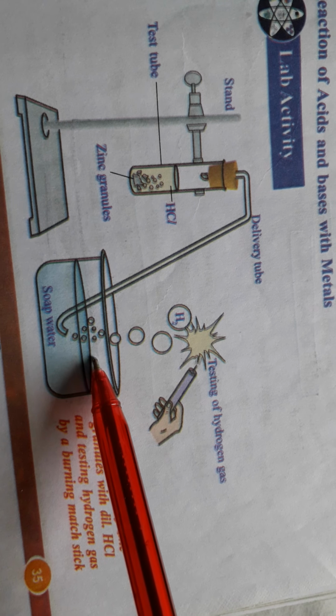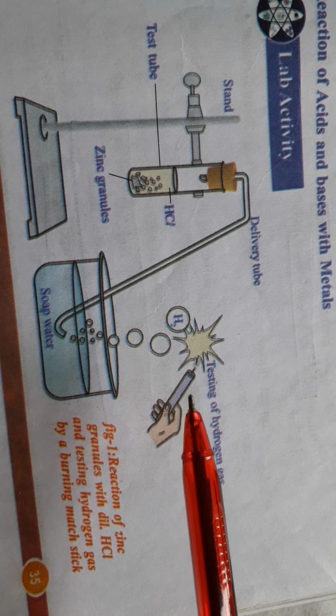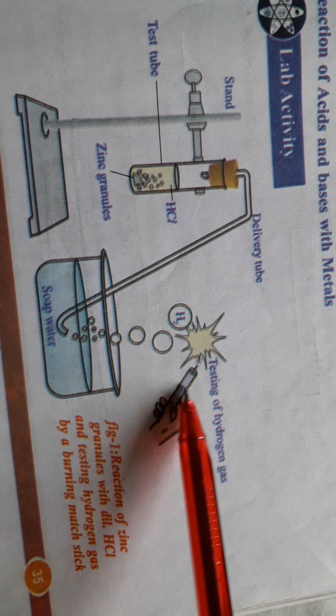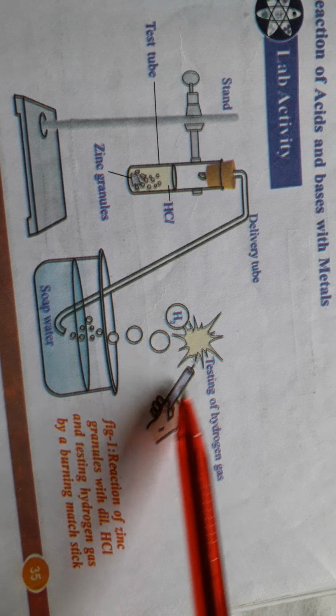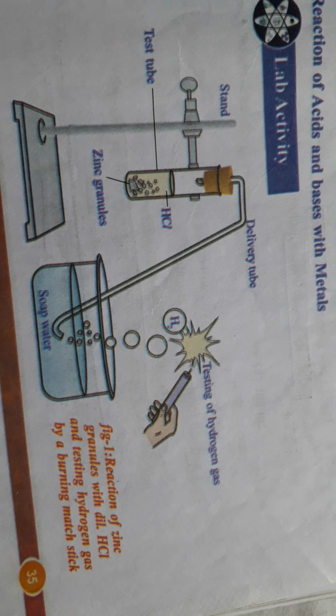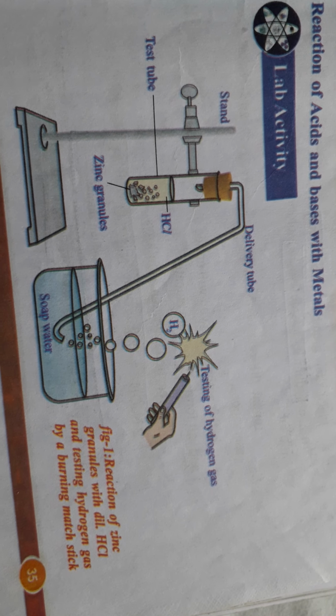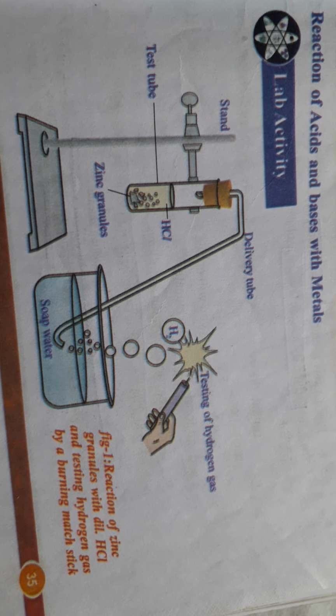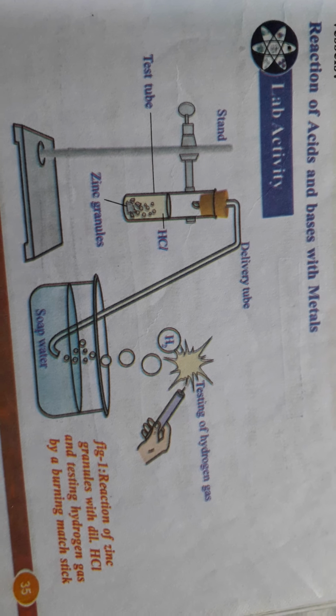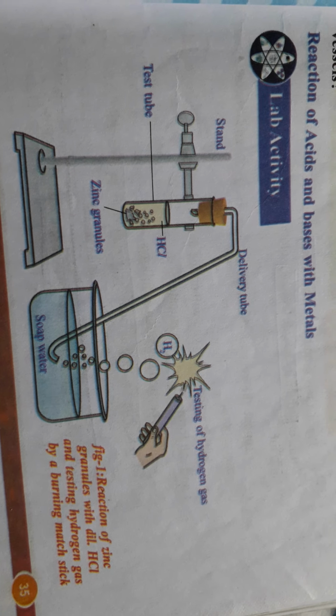Now to test the kind of gas, you put a matchstick or a glowing candle near it, and you can see that it will be put off with a pop sound. That pop sound confirms that the gas coming out of the delivery tube is hydrogen gas, right? It will be put off with a pop sound, because the bond is breaking there, therefore you can hear that pop sound. So this one you can write in your own words.